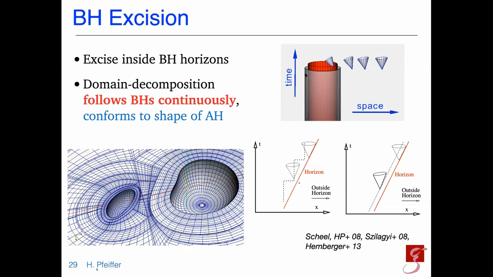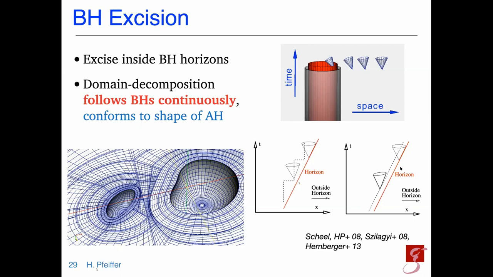However, this relies on two aspects. Number one, all information propagation is within the light cone. This is true for generalized harmonic. It is not true for BSSN. BSSN gauge conditions have coordinate speeds bigger than the speed of light. Number two, even if you have all information propagating inside the light cone, you still need to be very careful in how you're moving your inner boundaries. They need to move continuously in space-time along and near the horizon.